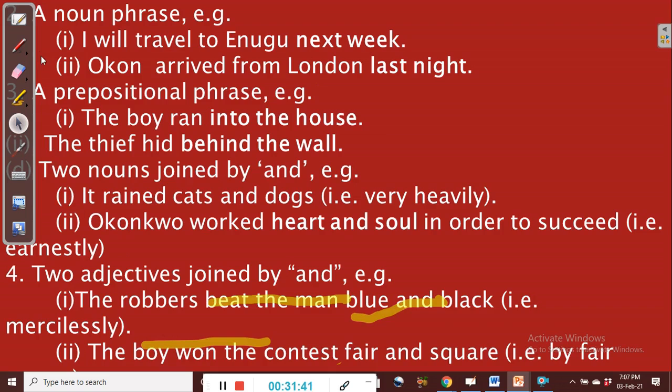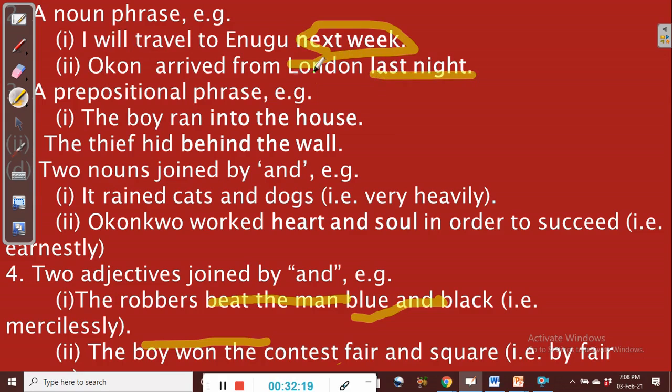Now, a noun phrase can also function as an adverbial phrase, and let's look at it. I will travel to Enugu next week. So next week is an adverbial phrase, even though structurally it's a noun phrase here. It's an adverbial phrase because it answers the question when. If I say I will travel to Enugu, somebody asks me when, and I say next week, this is an adverbial phrase of time.